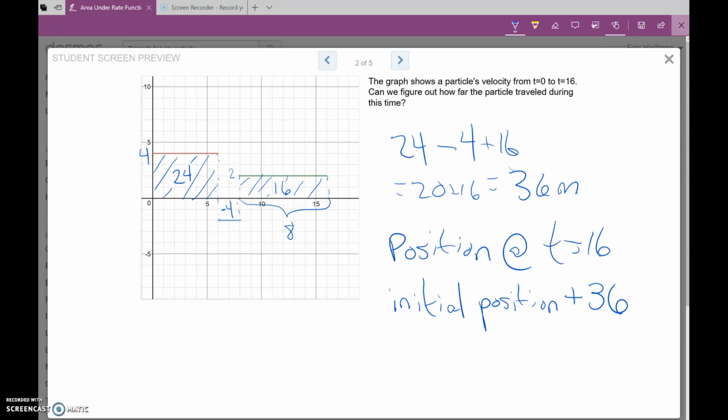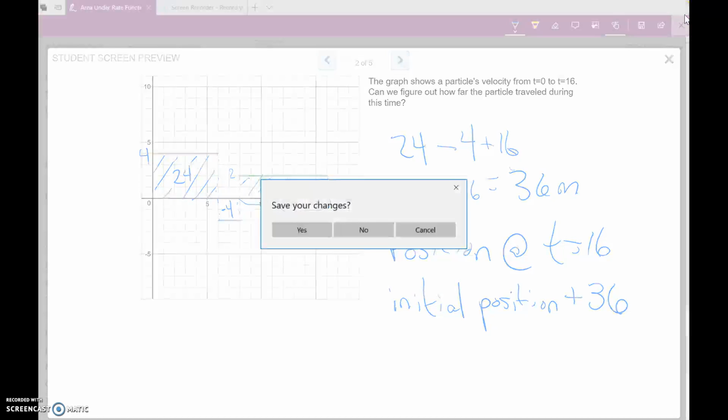But from this information, since we're only given the rate that it was moving, we don't know where the particle was at t equals 0. So we don't know for sure where the particle is at t equals 16, but we know that in between t equals 0 and t equals 16, the particle moved in total 36 meters to the right during that time. That's going to be important later on.